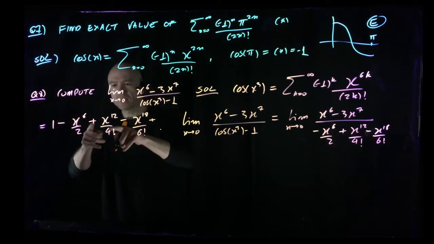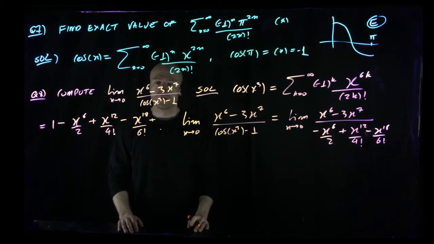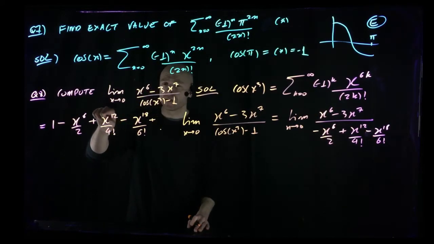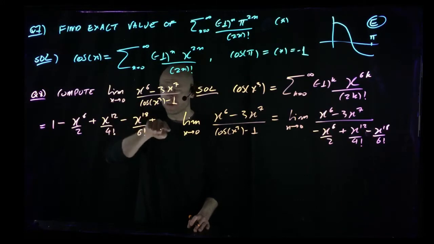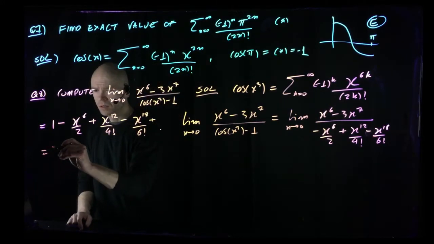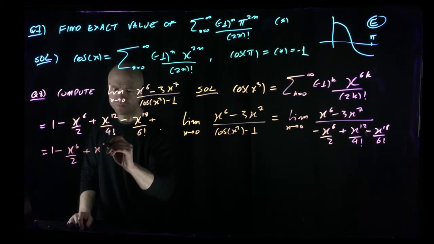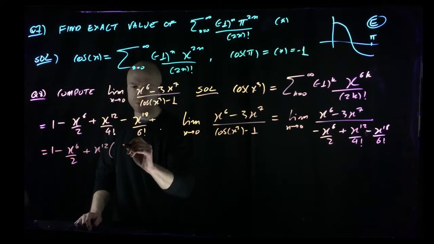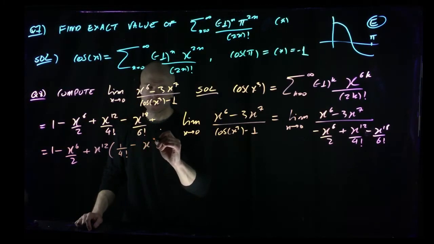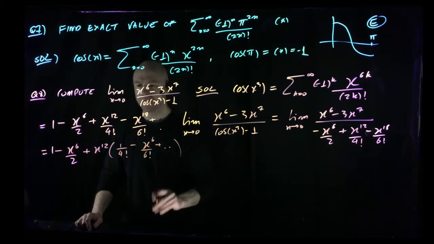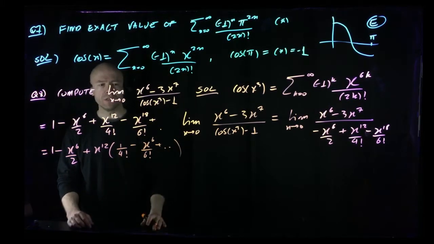We could factor out, we can actually factor out an x to the 12 from all of the stuff on the right hand side. So 1 minus x to the 6 over 2 plus x to the 12, and then we're going to have 1 over 4 factorial minus x to the 6 over 6 factorial, and then a bunch of other terms like this, right, which go off to infinity.